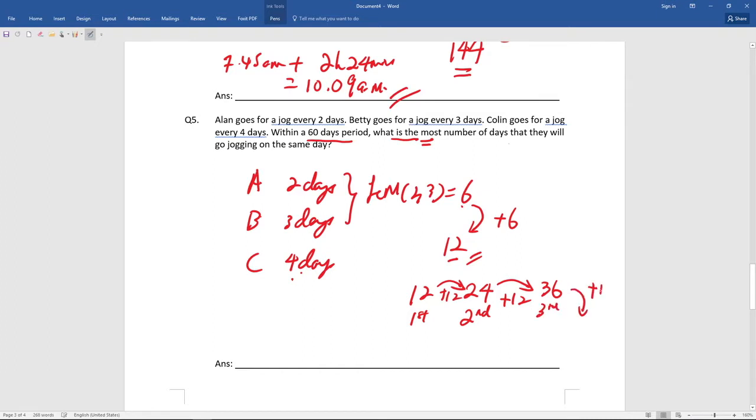And another 12 days later, which is the 48th day, they would jog together the fourth time. And another 12 days later, which would be the 60th day, they would jog together the fifth time. Therefore, the number of days that they would go jogging on the same day would be a total of 1, 2, 3, 4, 5 days.